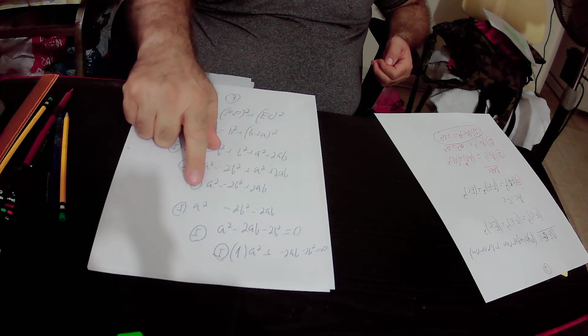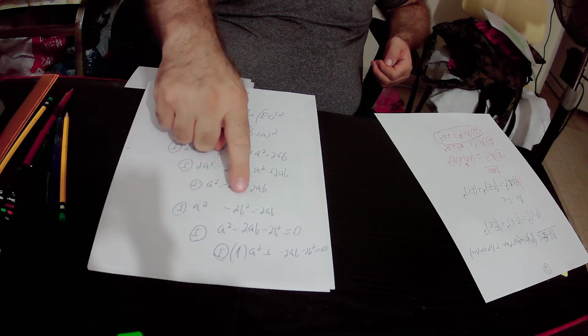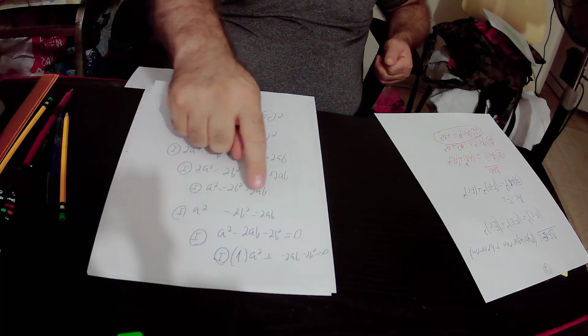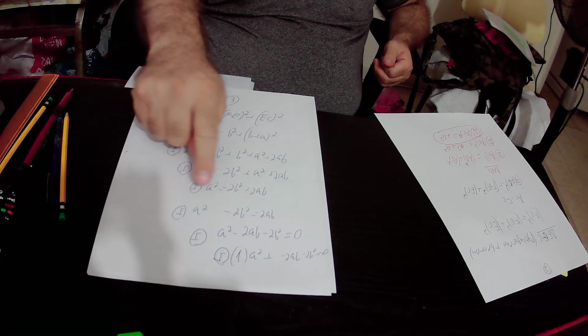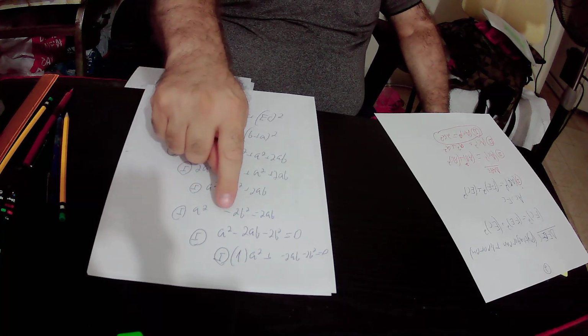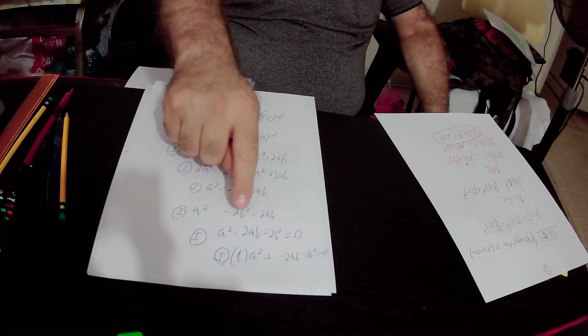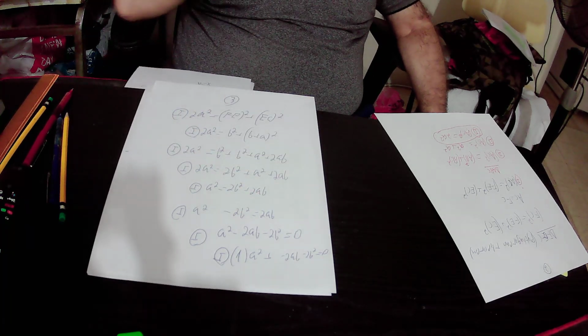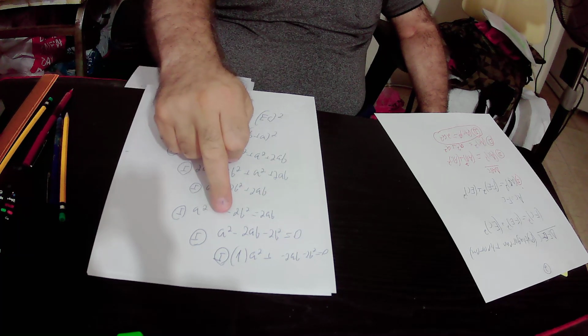We got a squared minus 2b squared equals 2ab. We subtracted 2ab from this equation number 1, and we got the quadratic equation that states that a squared minus 2ab minus 2b squared equals 0. Here we multiplied a squared by 1.